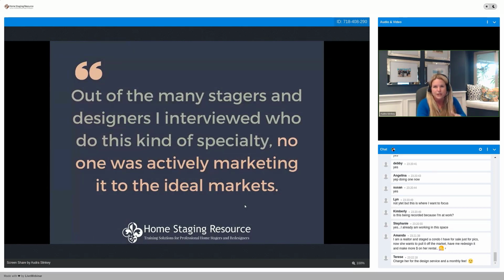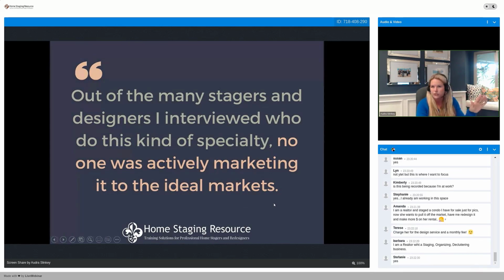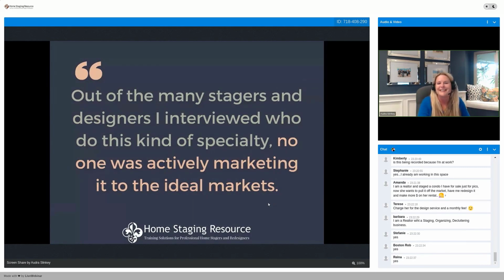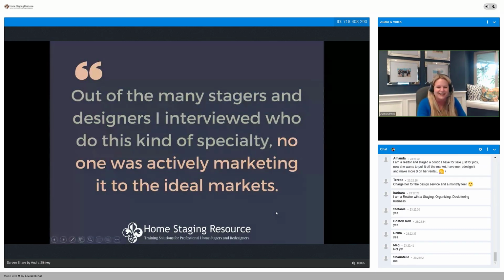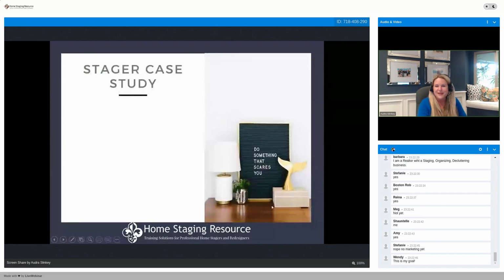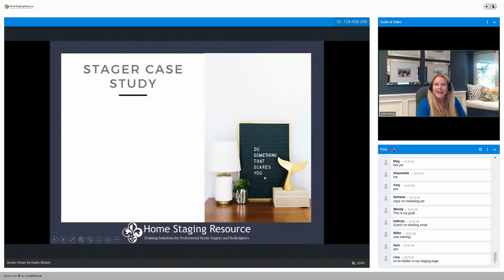How many of you in the chat room are actively marketing? You have a beautiful website, you have a separate page just for short-term design, and you're actively hitting those markets. Oh, Boston Rob, I know you do. And Raina, you're a couple people I've talked to. I love it. Good, but there's not that many. I know. Not like staging, not like design. It's okay. I don't mean to shame you. I'm just giving you this glimpse.